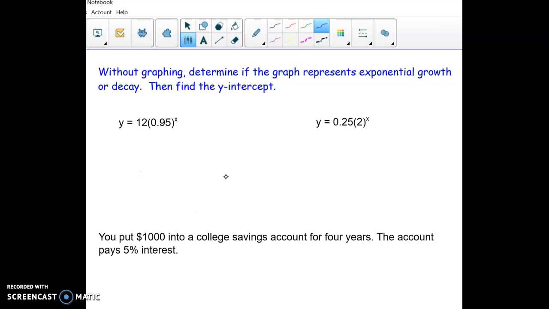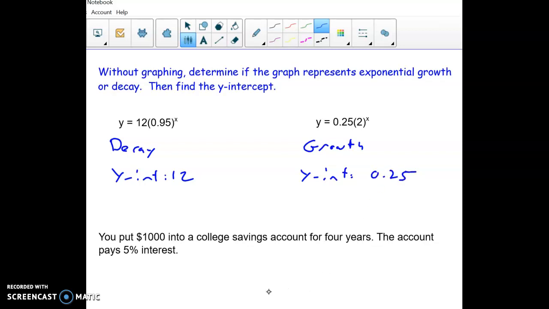Okay, so determine if it's growth or decay, and then what is the y-intercept, the starting point? Pause the video. Okay, so this one is going to be decay, and our y-intercept, our starting point, would be the 12. So we're going to start at 12 and multiply by less than 1 so it decays. This one is going to be growth. We're going to start at a quarter and then double it, right? So our y-intercept would be 25 cents, or a quarter, 0.25.